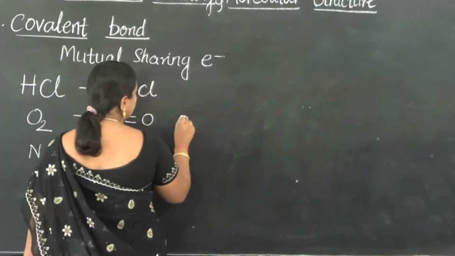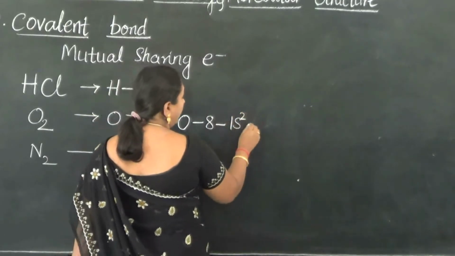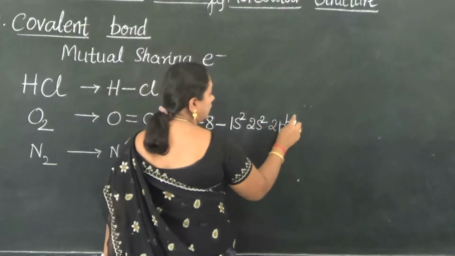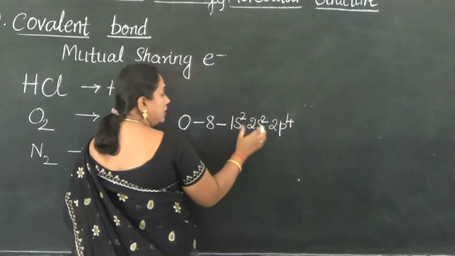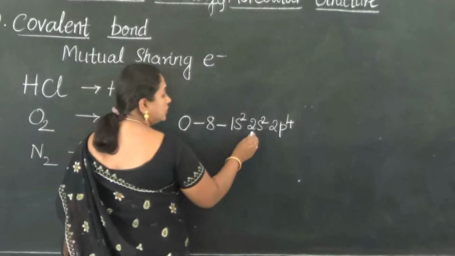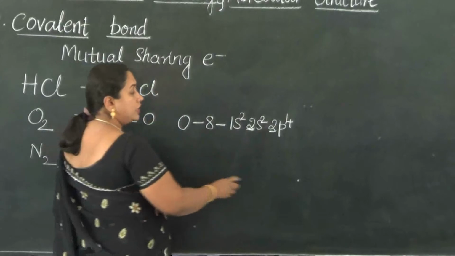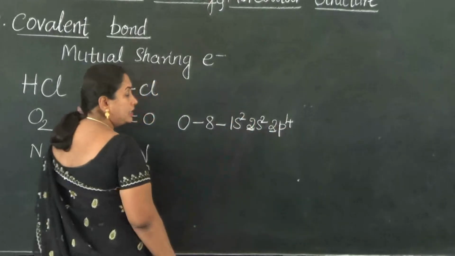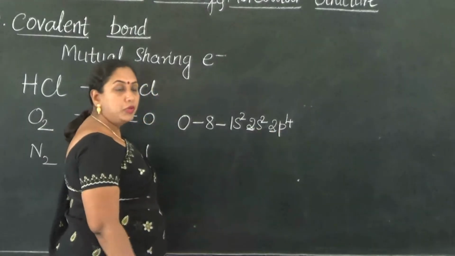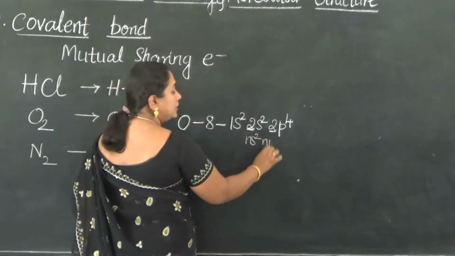Oxygen, atomic number 8, electronic configuration 1s2, 2s2, 2p4. So this is the electronic configuration of oxygen. So the second shell is its valence shell. How many electrons are there in its valence shell? 4 plus 2. It contains 6 electrons. So how many more electrons are required for the oxygen atom to attain stability, to possess the ns2 np6 configuration in its valence shell?